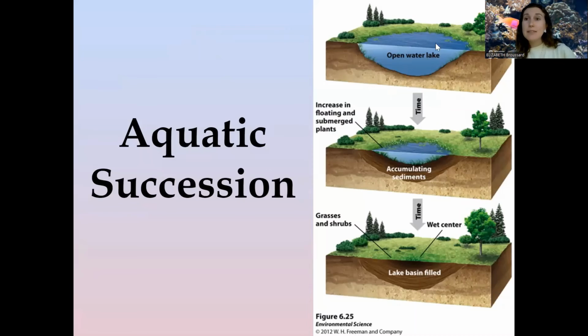If I have a lot of deposition, if I have a lot of runoff in an area, I could have increasing accumulation of sediments. Over time, those can build up until eventually my aquatic ecosystem is now terrestrial. And now I have grass, and it's still a little bit spongy. So maybe it's closer to a bog or something like that.